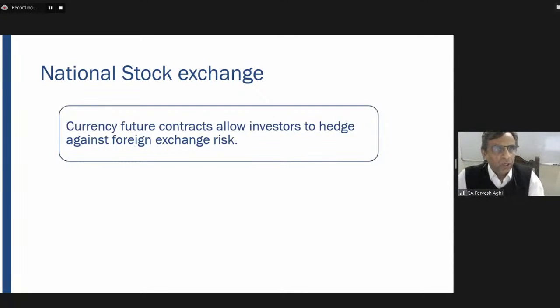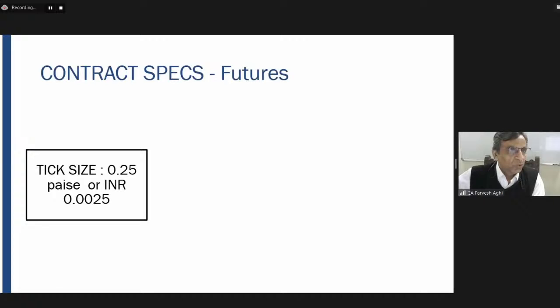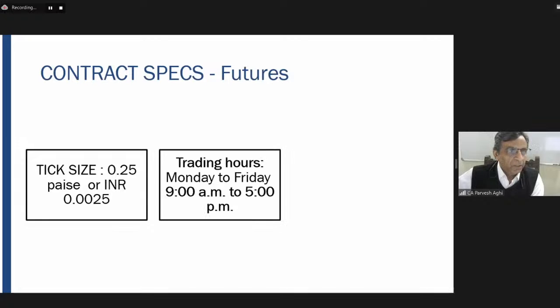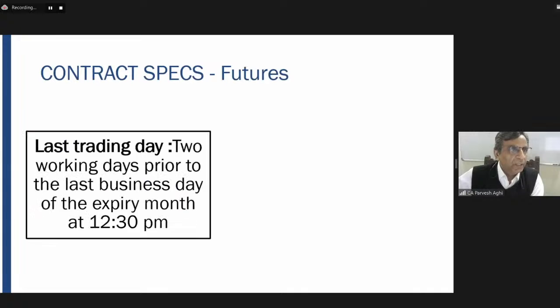Currency futures contracts allow investors to hedge against foreign exchange risk. We know that. And these are the pairs of currencies which are traded on the stock exchange. Both the currency pairs and the cross currency pairs are traded. Now this is very important. Tick size is 0.25. Okay, we have pips in the forward market. Trading hours are 9 to 5. The contracts have 12 monthly cycles, which are always there. Last trading day, we know that.